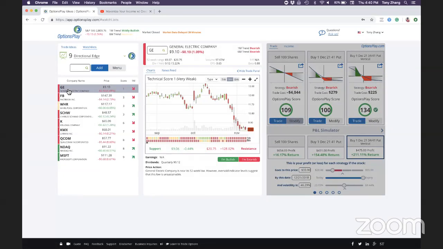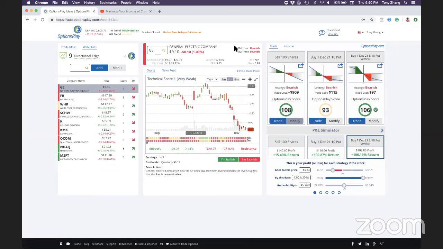So I can click on GE. As you can see, it's got a score of 1. Technical score very weak. The 1 month and 6 month trend is bearish, and it's been bearish since October 24th. So we certainly have missed out on a bit of a move already here. The trend turned bearish on October 24th when it was trading at 12.20. It's down quite a bit here, almost 25%. So I'd say we're a bit late on this particular trade.